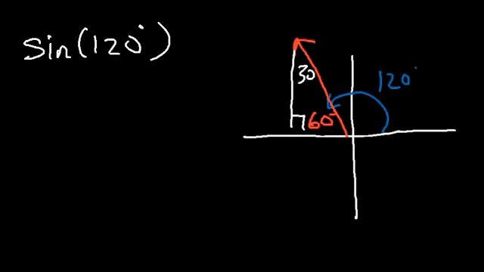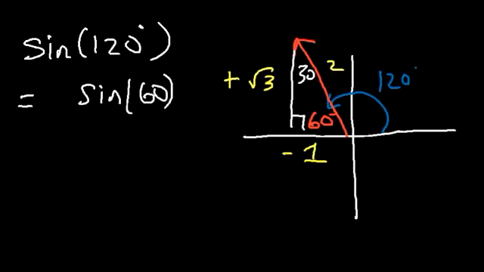So across the 30 we said is a 1, across the 60 is a root 3, and across the 90 is a 2. Now, because the triangle is in quadrant 2, we know x is negative, y is positive, so we're going to put negative 1 here and leave this as positive root 3. The hypotenuse is always going to be positive. So sine of 120 is equal to sine of 60. The only thing you have to worry about is if it's going to be positive or negative.